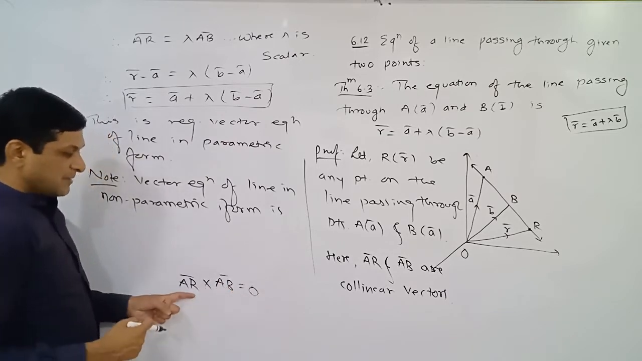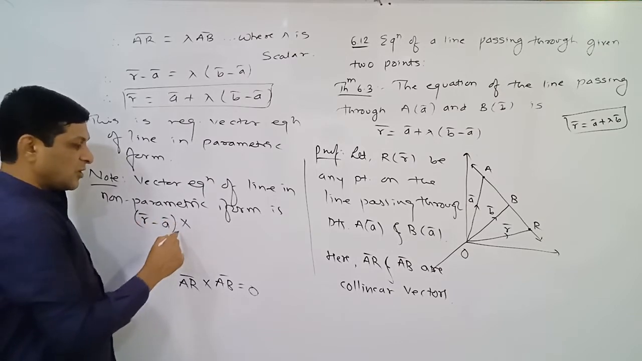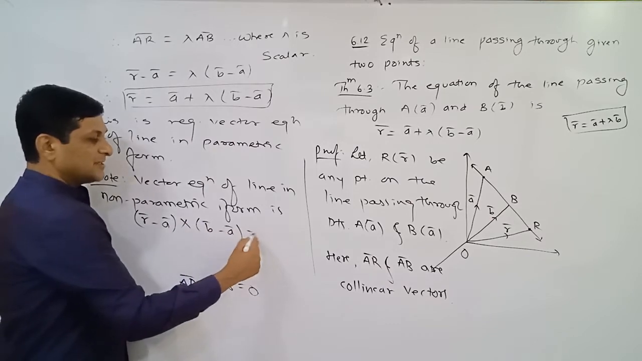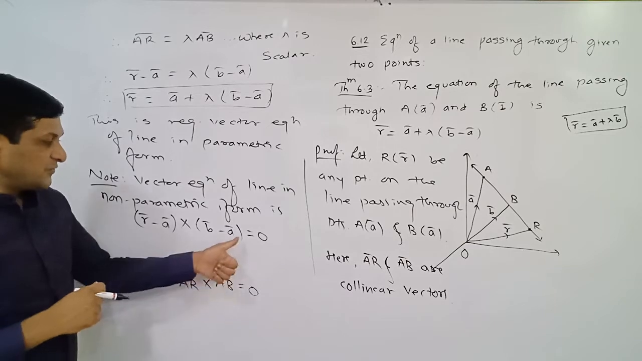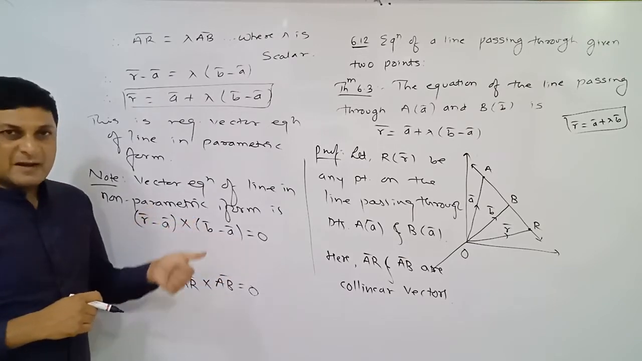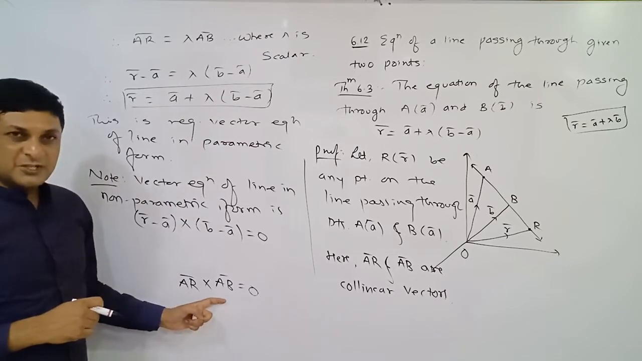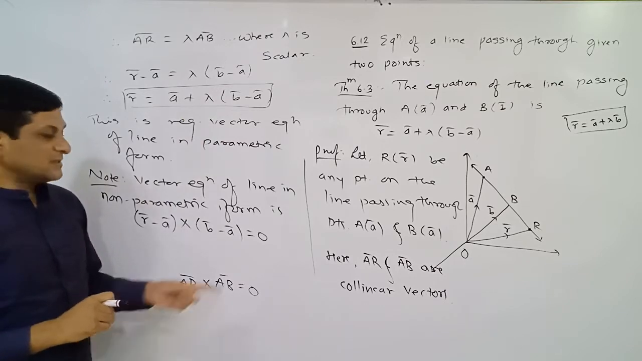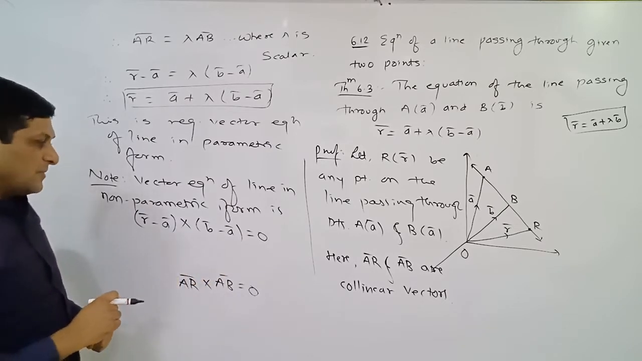AR bar in terms of position vectors can be written as R bar minus A bar, cross, keeping it as it is, AB bar, which is B bar minus A bar, equals 0. This will be the required equation of the line in non-parametric form. Here the parameter is lambda. If we use this cross product condition, the parameter does not appear. That's why this is the equation of the line in non-parametric form.